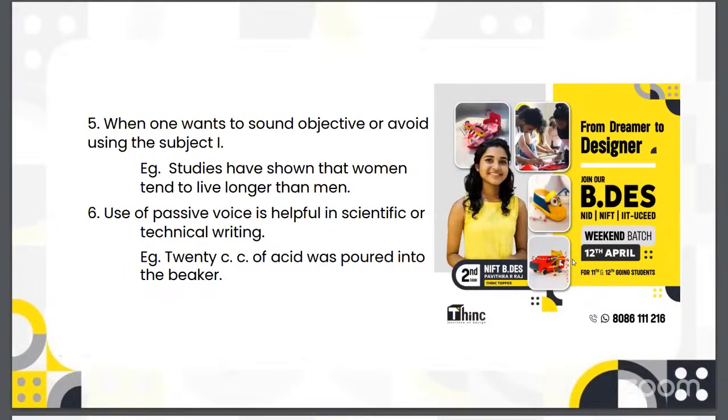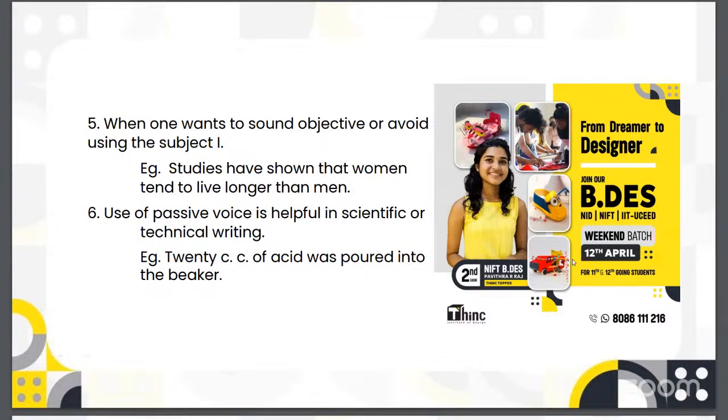When one wants to sound objective or avoid using the subject I: studies have shown that women tend to live longer than men. So studies have shown, which studies, maybe a lot of research work has been done on this topic, and they have shown that women tend to live longer than men. If you don't want to bring to the forefront that you have done something, I have read studies showing that, if you don't want to say that, then you can say studies have shown that women tend to live longer than men.